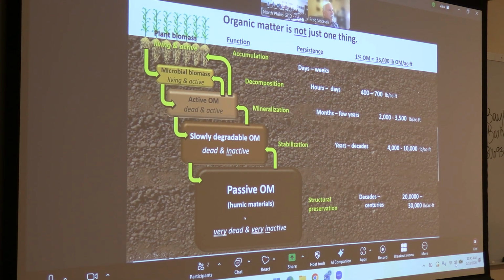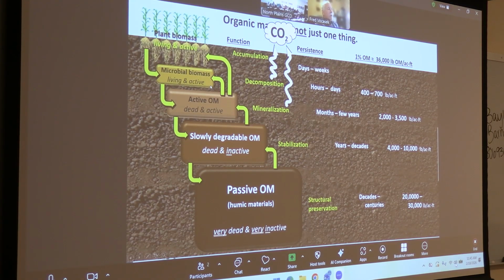And eventually the bulk of the organic matter that we have is in what we call humic materials. This is dead and inactive organic matter. This may last for decades or centuries, but this is the stuff that binds our soils together. This is the stuff that gives our topsoil its dark color.